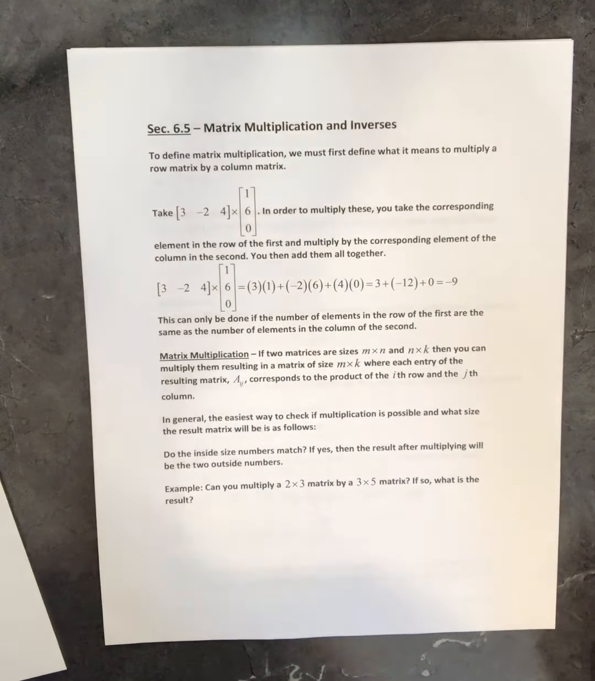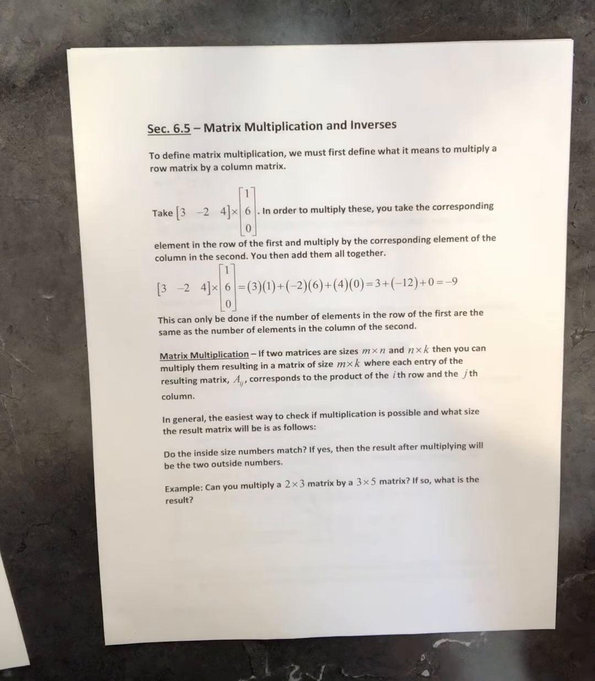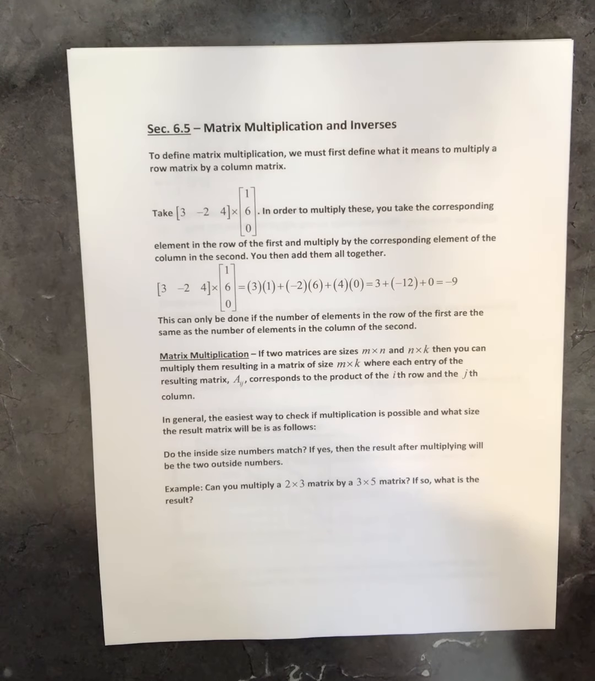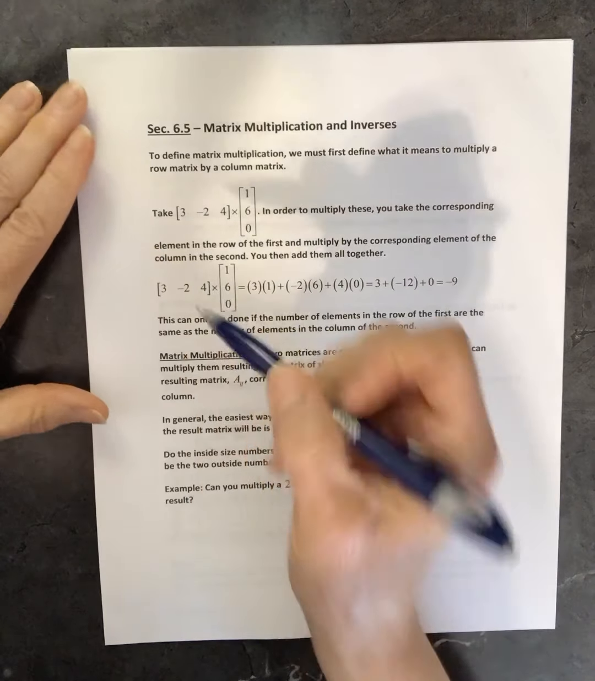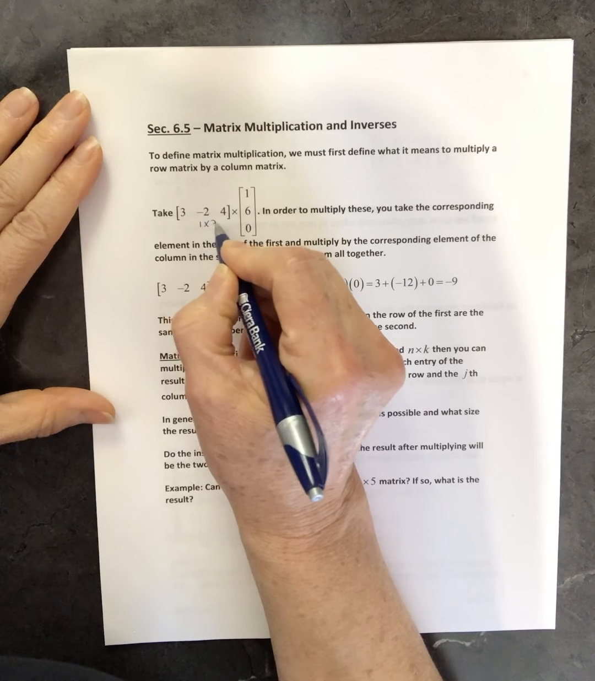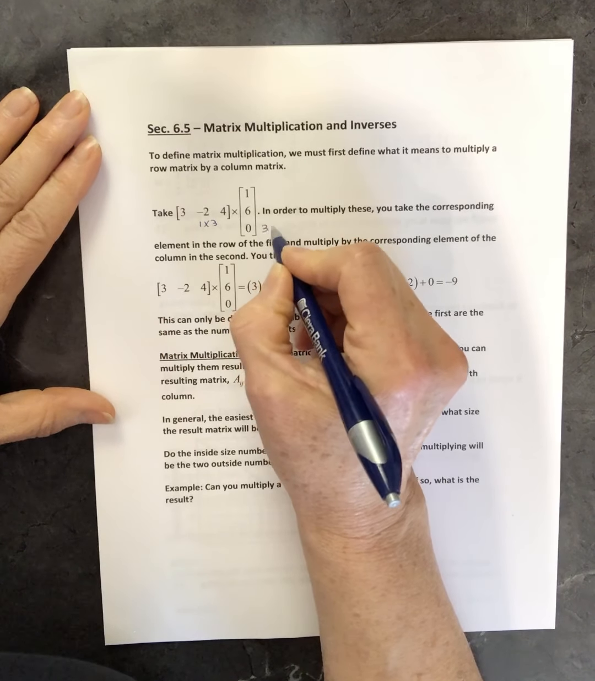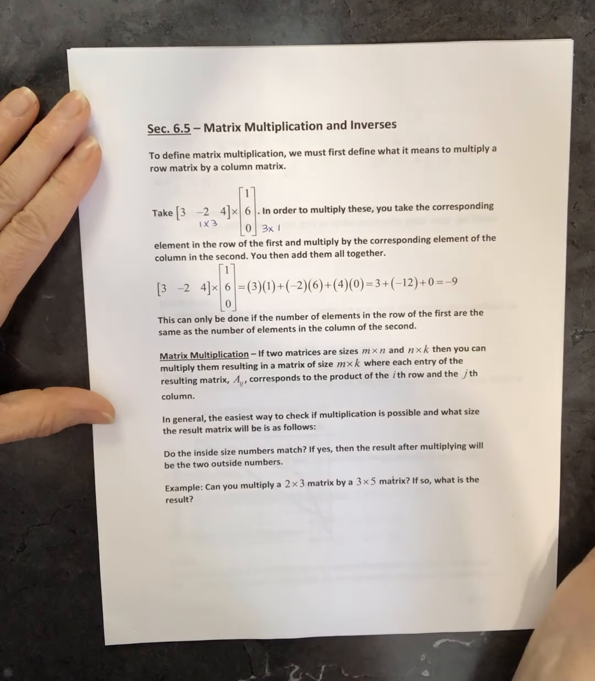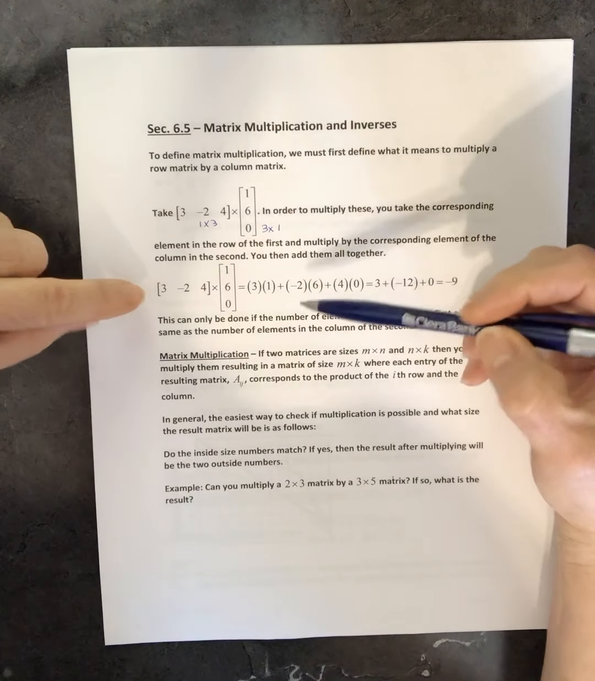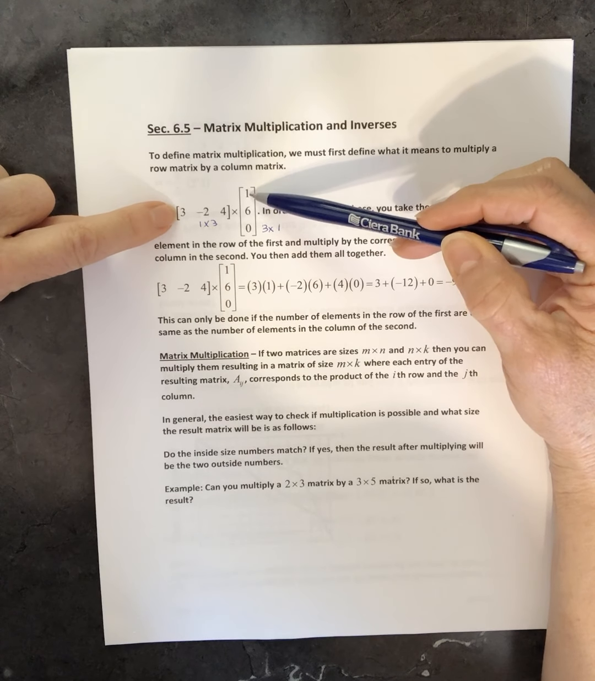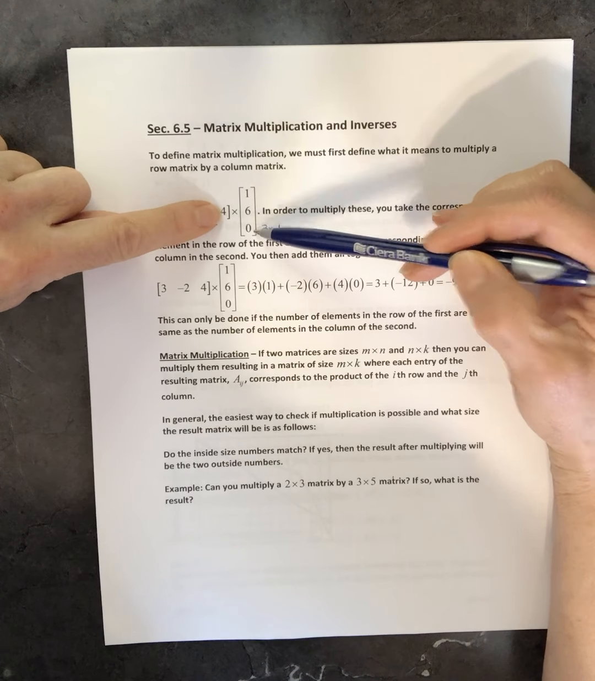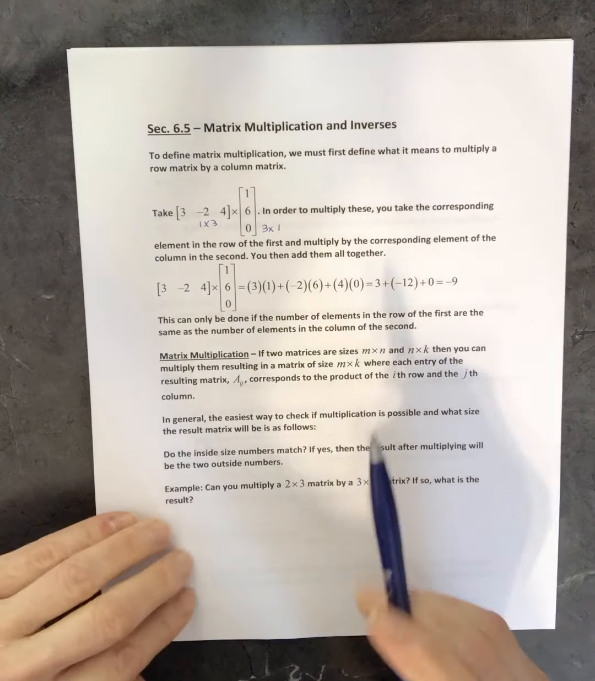Matrix multiplication. When we multiply a matrix, it's a little bit different than add and subtract. What I have here is an example of a 1 by 3 multiplied to a 3 by 1. When we do that, as you can see in my example, we're going to multiply these elements plus these, the product of those.